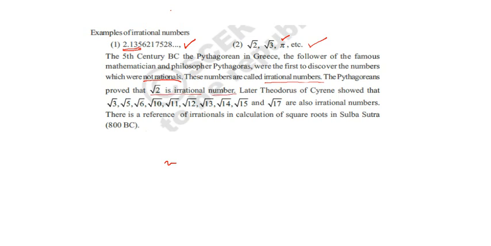After some time, Theodorus of Cyrene showed root 3, root 5, root 6, root 10, root 11, root 12, root 13, root 14, root 15 and root 17 are also irrational numbers.